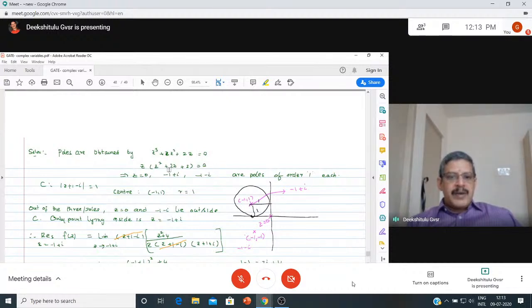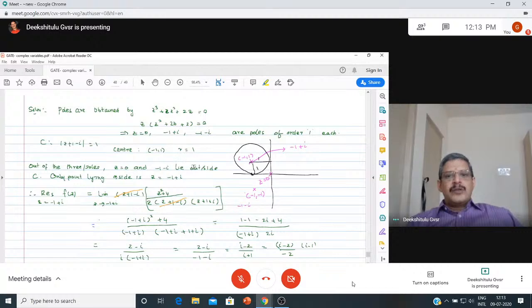Coming to the second point, minus 1 plus I, if you substitute here, minus 1 plus I plus 1 minus I. So minus 1 plus 1 cancels, and I minus I cancels, it becomes 0. Mod 0 is less than 1, so it lies inside. Third point, minus 1 minus I. Minus 1 plus 1 cancels. Minus I minus I is minus 2I. So the magnitude of minus 2I is 2, greater than 1. So it lies outside. That way also you can verify.